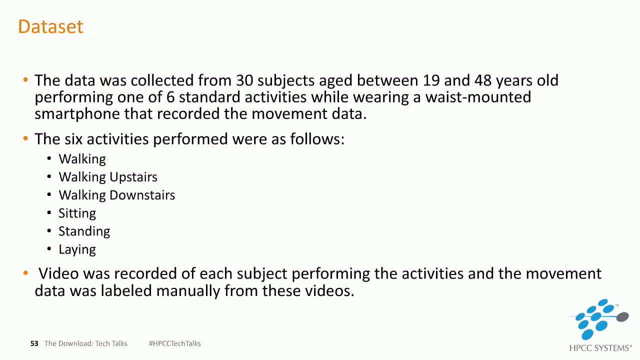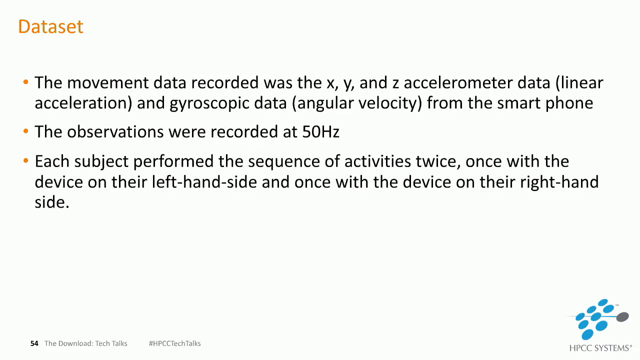The data set is actually collected by 30 subjects wearing some waist-mounted sensors. In this case, it's their smartphones. Each of them is performing one of the 6 standard activities shown on your screen: walking, walking upstairs, downstairs, sitting, standing, and laying. And also the video of each subject was recorded to manually classify it at a later stage.